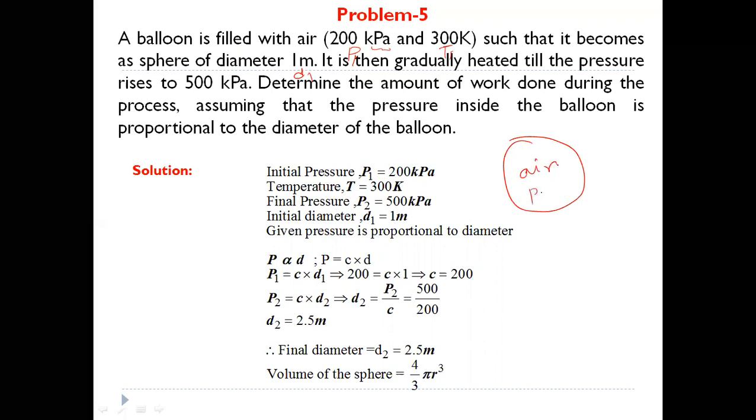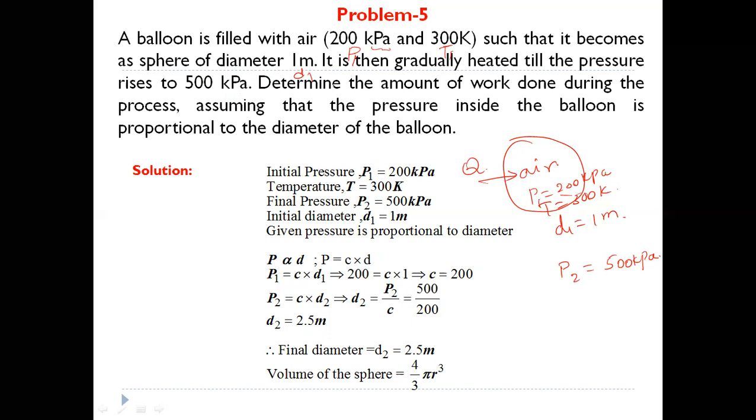The balloon has a pressure of 200 kilopascals at a temperature of 300 Kelvin, and the diameter of this sphere is D1 equal to 1 meter. Next, it is gradually heated till the pressure rises to 500 kilopascals. When we heat this balloon, the pressure inside increases from 200 kilopascals to P2 equal to 500 kilopascals.